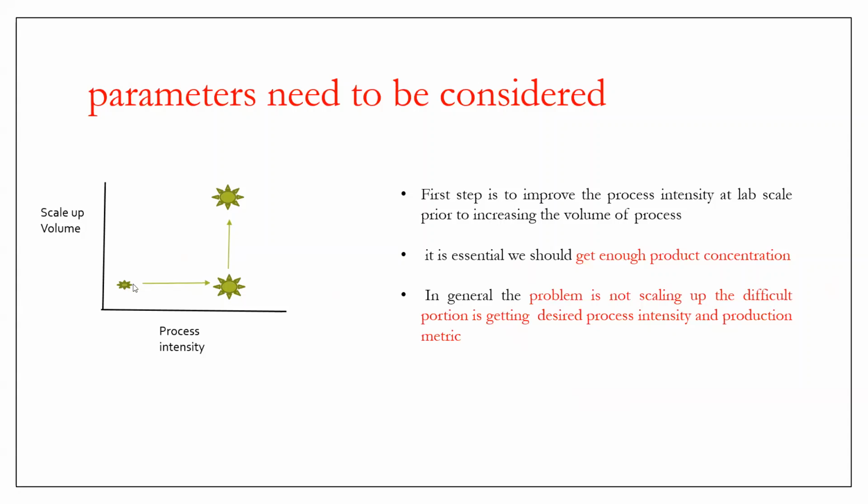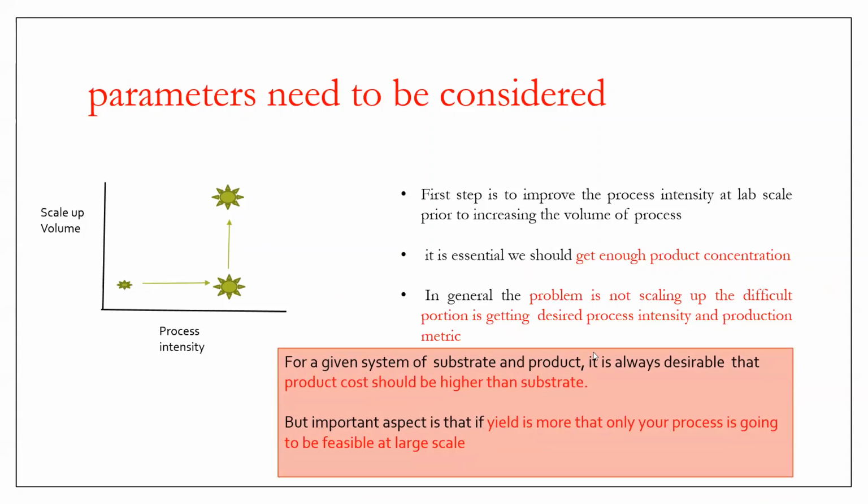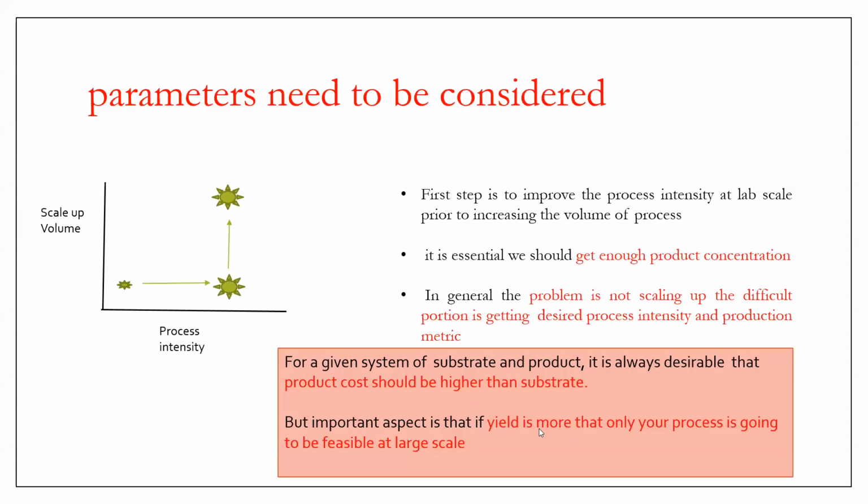Initially, you don't have to focus on the scaling up volume. You just have to increase the process intensity. Once your process intensity has reached the desired amount, then you go for the scaling up. So you don't start suddenly with the scaling up. You increase your production intensity and then you go for the scaling up. Because your prime aim is that your production costs should never be higher than your substrate or your product cost. Okay. Apart from that, your yield should be of prime importance if you are working with your bioproduct.